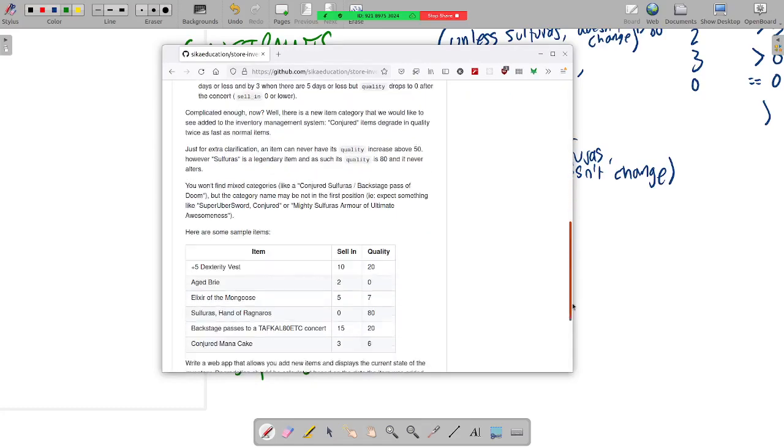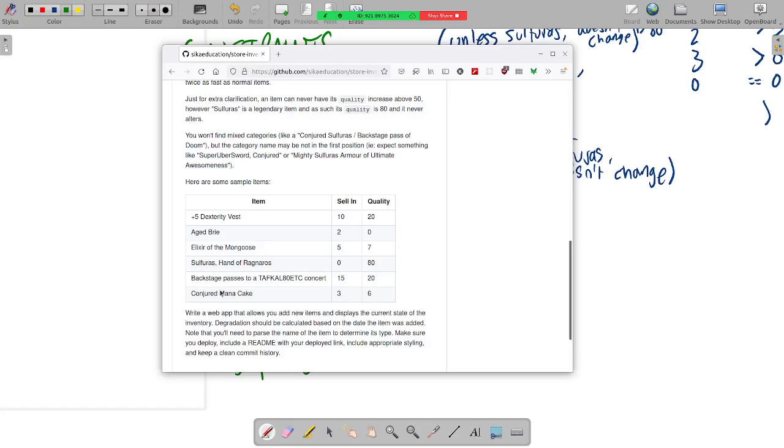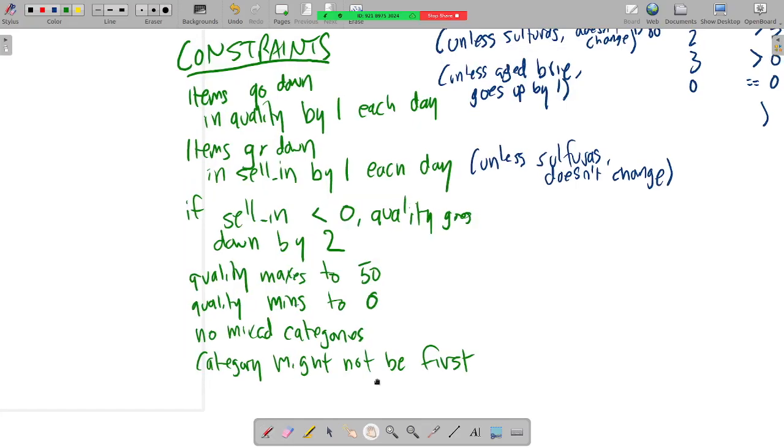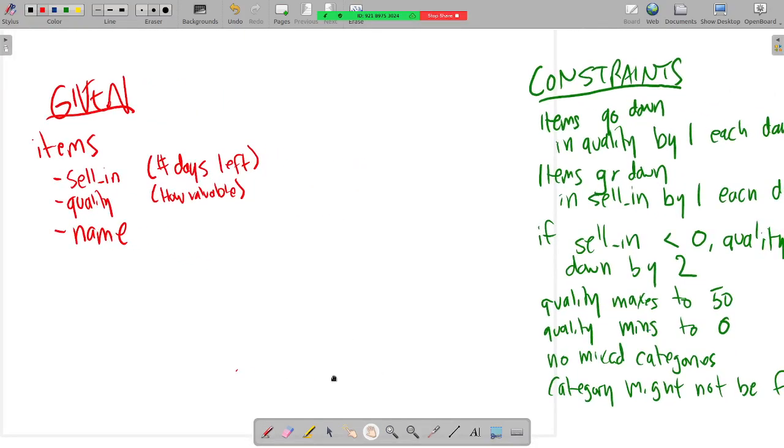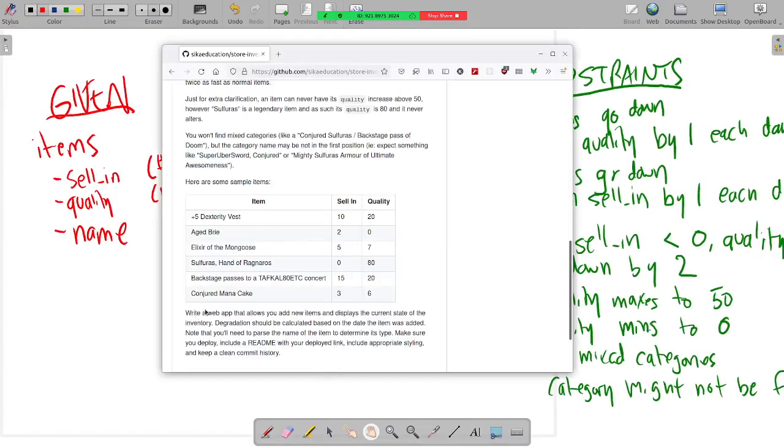Okay, and then they give us some sample items. All right, so they have a name, a sell-in, and a quality. So we also have a name. Write a web app that allows you to add new items and displays the current state of the inventory. Degradation should be calculated based on the date the item was added. Note you'll need to parse the name of the item to determine its type. And then all this sort of stuff.